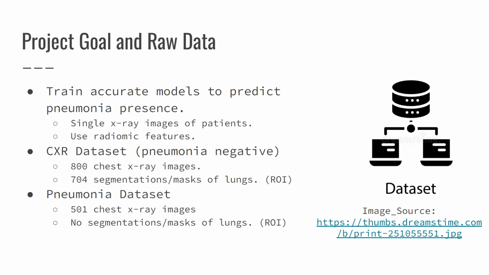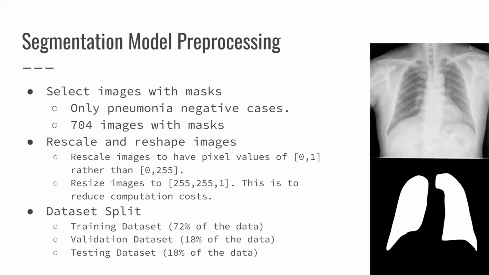And I have another data set called the pneumonia data set. This is pneumonia positive patients. I have 501 of these patients and their images, but I have no segmentations for these. As you'll see later on in this slide deck, the segmentations are very important to the models I'm training. So I'll have to make my own segmentations for the pneumonia data set.